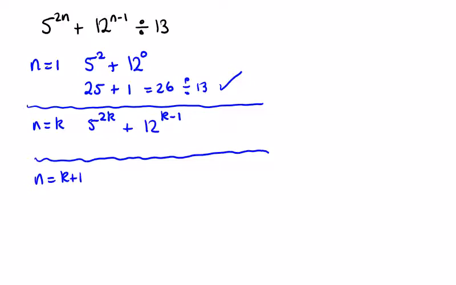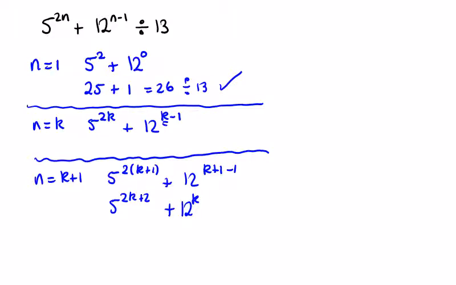N is equal to k plus 1. So we have to show that 5 to the power of 2 to the power of k plus 1 plus 12 to the power of k plus 1. So that's replacing the k, and I have my minus 1. So I'm going to get 5 to the power of 2k plus 2 plus 12 to the power of k.